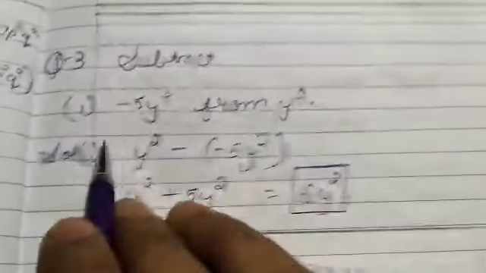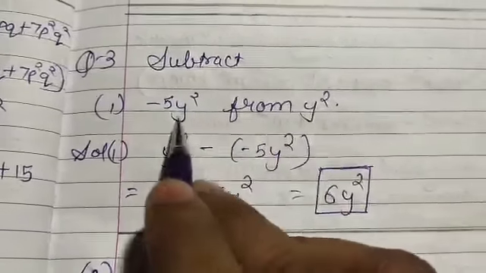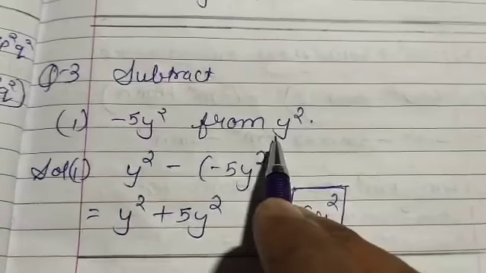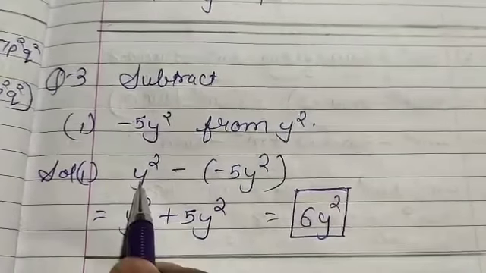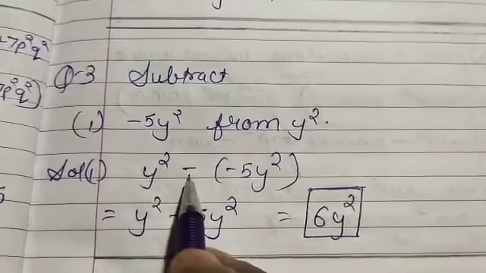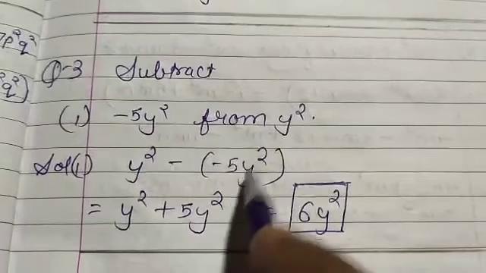Now let us see question number 3, subtract. See, now dear student, here negative 5y² from y² means we have to subtract this negative 5y² from y². So when you subtract, you have to write this y² first. Then from that we are subtracting this negative 5y², that is, you have to put minus now. Minus and write this term in bracket, that is negative 5y².